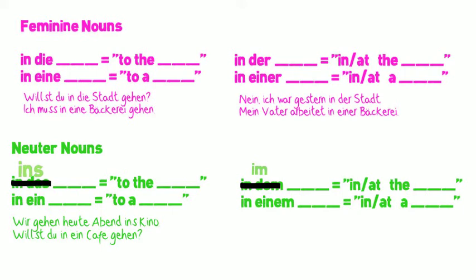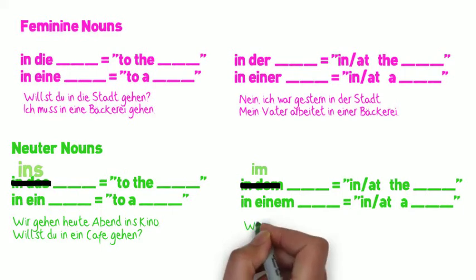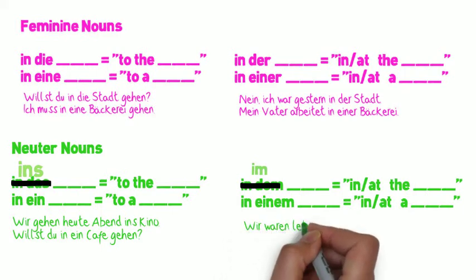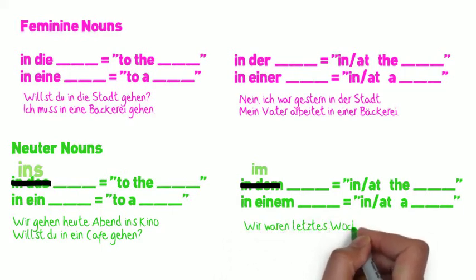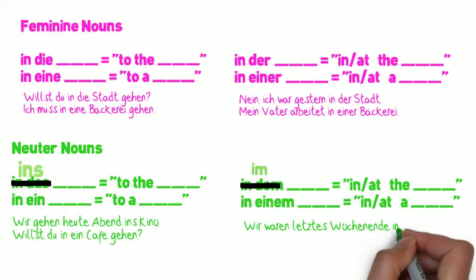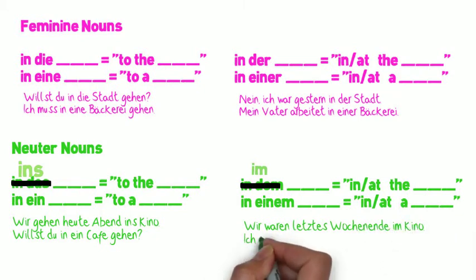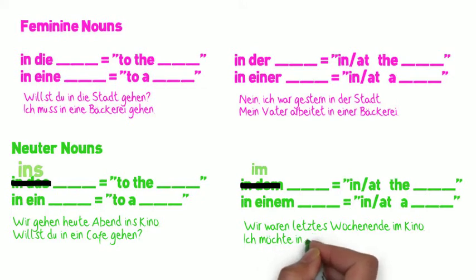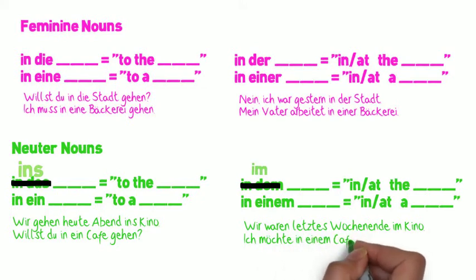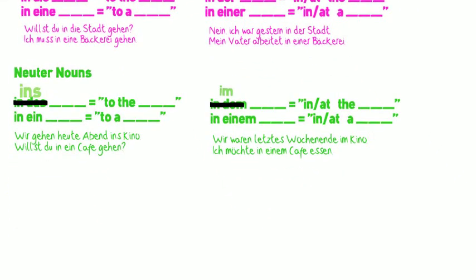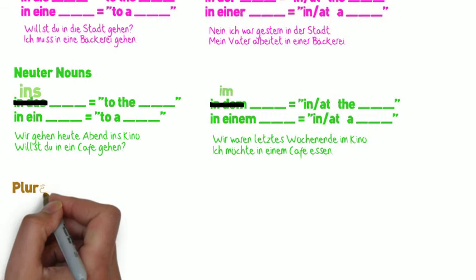Here's how this would sound in context. Wir waren letztes Wochenende im Kino. We were at the movies last weekend. Ich möchte in einem Café essen. I would like to eat in a cafe. And notice, we're saying in, not to, because we're using the dative case.